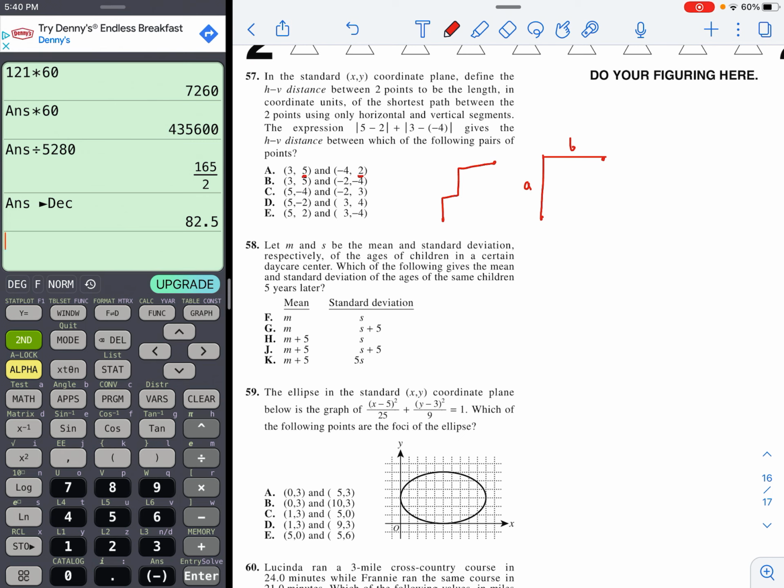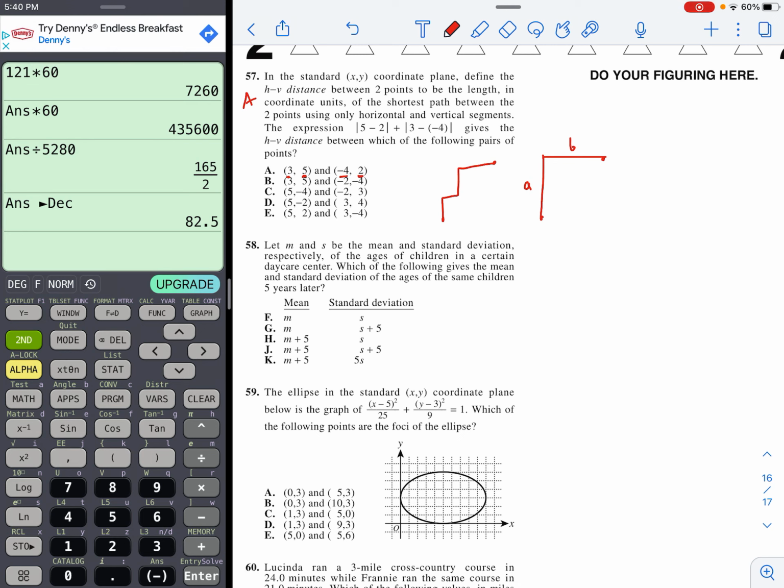And so 5 minus 2 will tell us the distance between those y values, and 3 minus -4 will tell us the distance between those x values. Answer choice A is the only one where those line up.